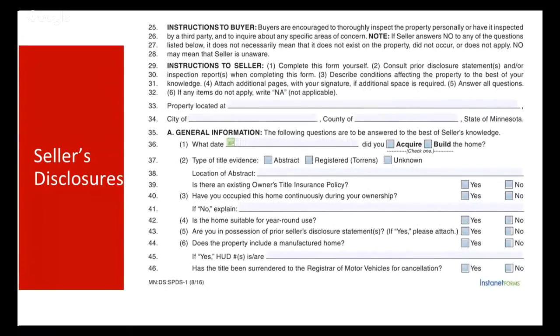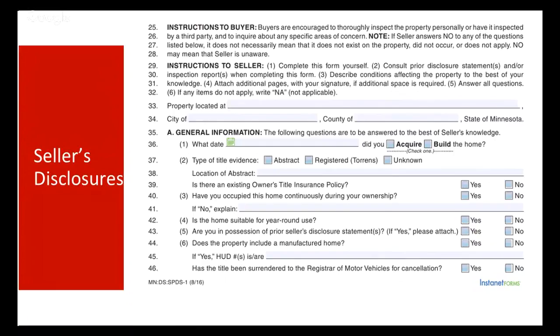Instructions to buyers. Buyers are encouraged to thoroughly inspect the property personally or have it inspected by a third party. I would say personally and have it inspected by a third party, and to inquire about any specific areas of concern. Note, if the seller answers no to any of the questions listed below, it does not necessarily mean that it does not exist on the property, did not occur, or does not apply. No may mean that the seller is unaware.